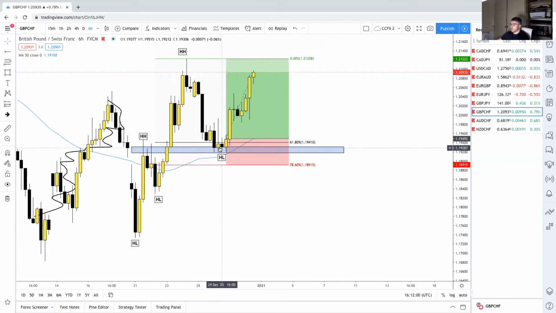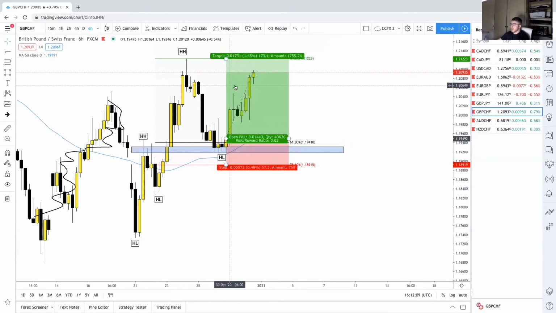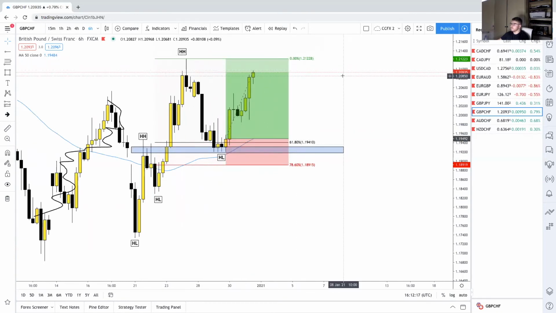Got 1, 2, 3. So bearish candle, hold in. Then we've got a bullish engulfing. That's where I look to enter off that bullish engulfing. And then as you can see right now, we're currently at 144 pips in profit. Another, say, 30 pips to go on that one.